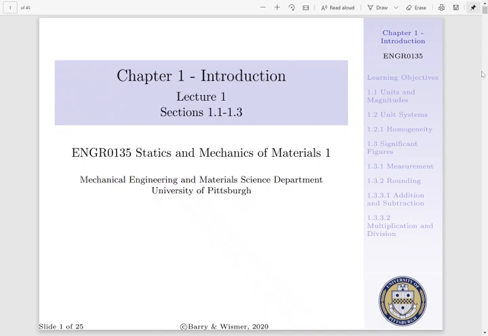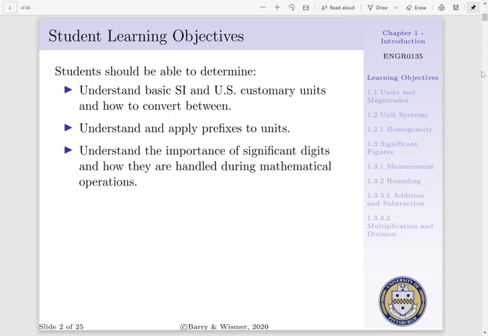Lecture 1 covers sections 1.1 through 1.3. At the end of today's lecture, you should be able to determine and understand basic SI and US customary units and how to convert between these two unit systems. You should also be able to understand and apply prefixes to units.